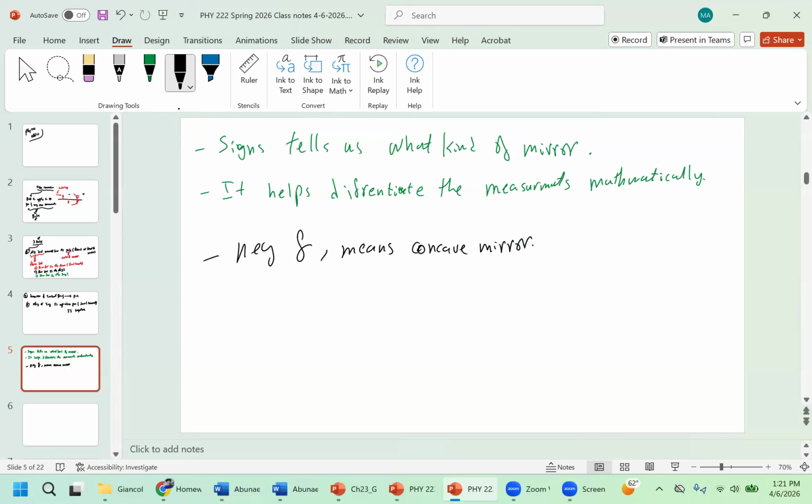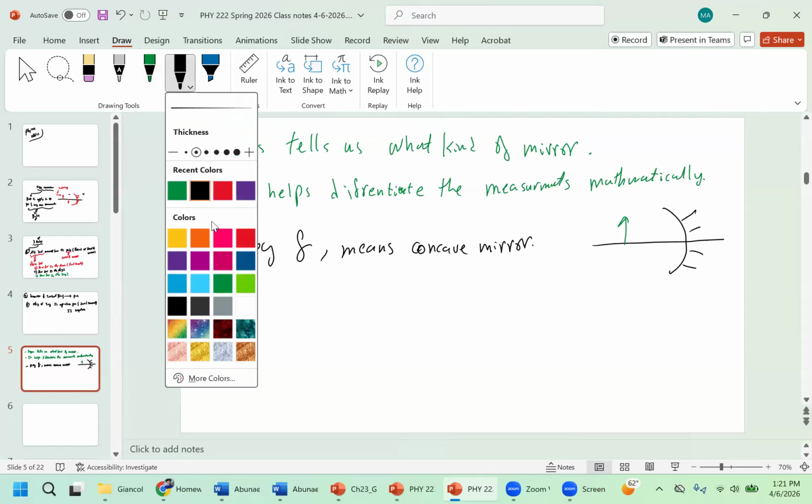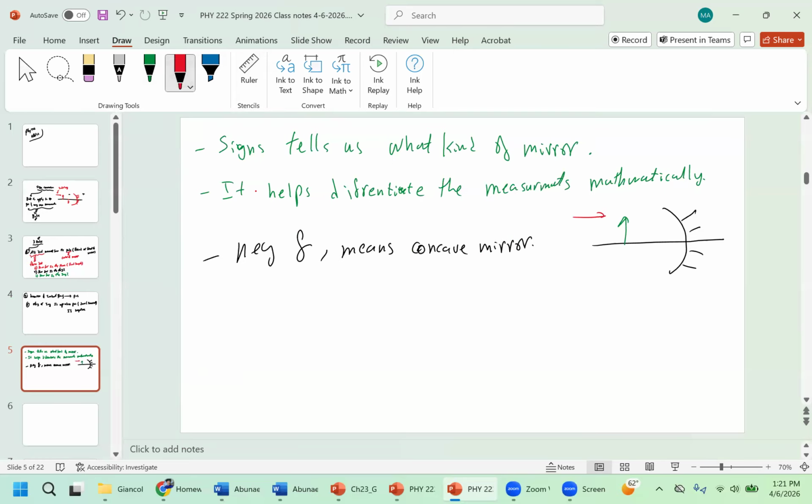Where basically there's going to be a concave mirror. And let's say your object is over here. This is your incident ray. That means it's going to be positive. This is going to be negative. F would be right over here, for instance. So then the distance for the F would be negative. So it's a concave mirror.